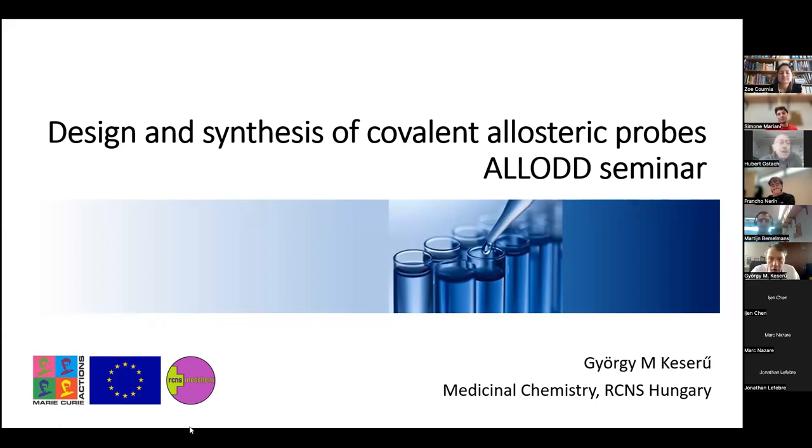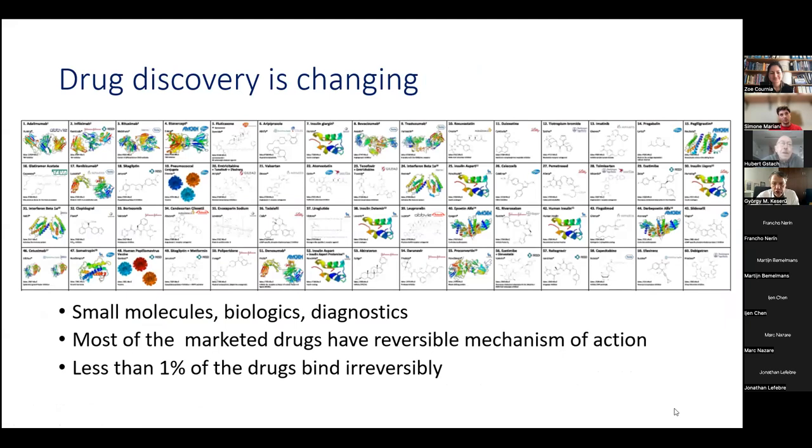Thank you again for this opportunity to talk a little bit about the design and synthesis of covalent allosteric probes. Just before doing that, I would like to introduce the covalent mechanism of action. On the first slide, you see that the best-selling molecules identified for the last year contain many different entities. That includes small molecules, biologics, and also diagnostics. However, if you focus on the marketed drugs, we can conclude that they mostly have a reversible mechanism of action, and less than 1% of the drugs bind irreversibly. Typically, these drugs are identified as covalent drugs or having a covalent mechanism of action.